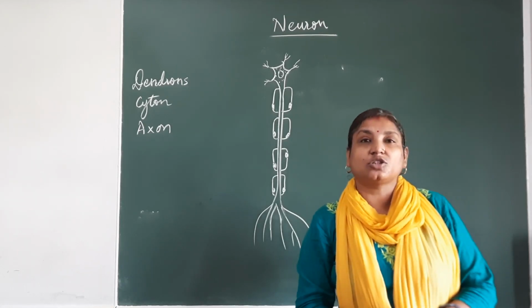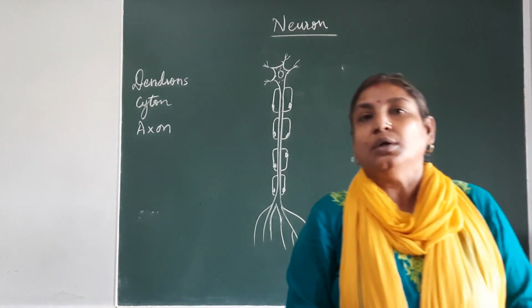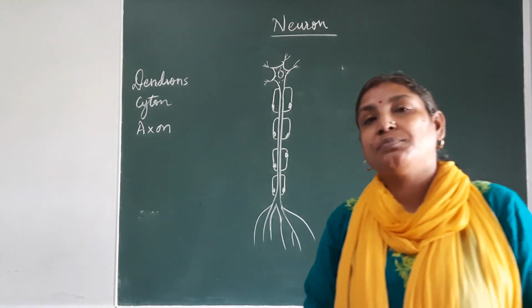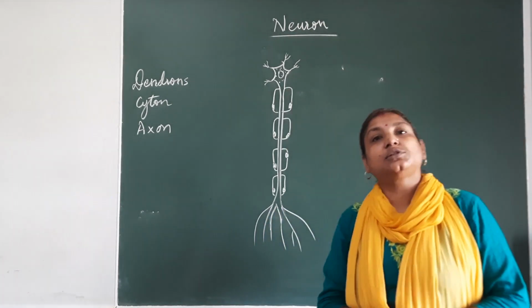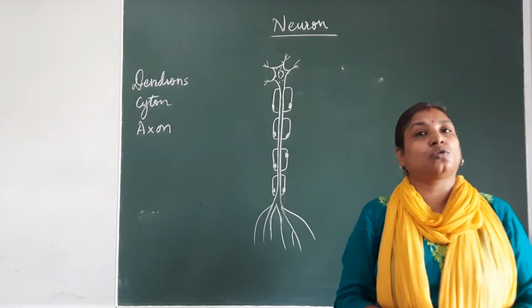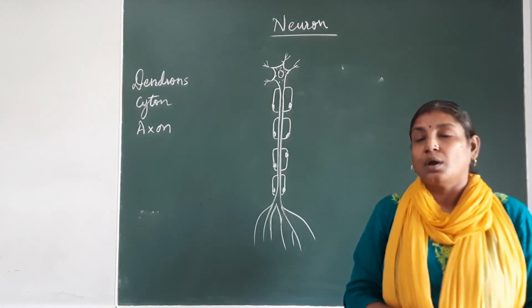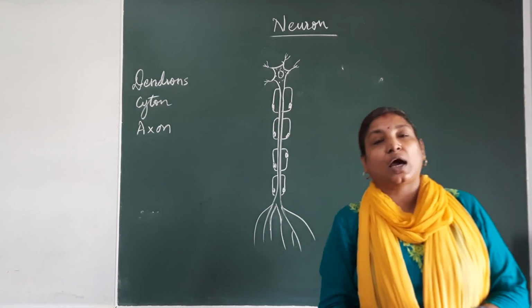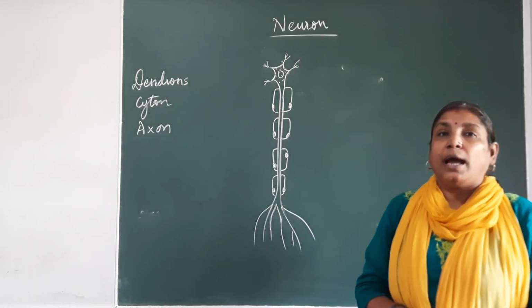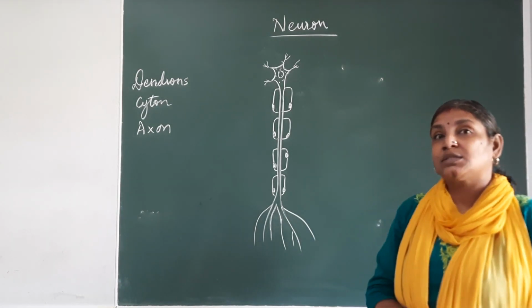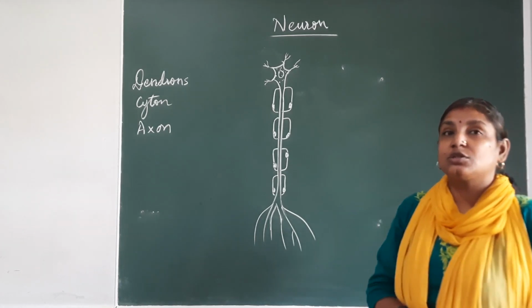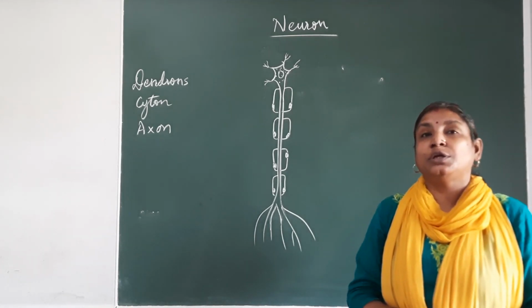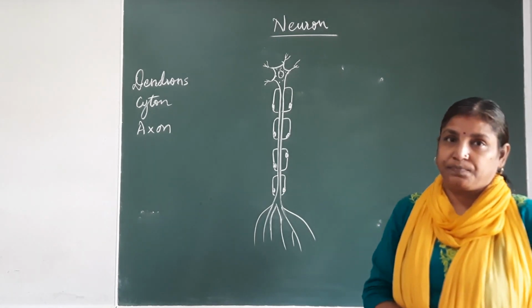Now let's study the structure of neuron. These neurons make up the entire nervous system, be it your central nervous system, peripheral nervous system, or autonomic nervous system. These neurons are the largest cell of your body and can be as long as 1 meter. They are the structural and functional unit of nervous system.